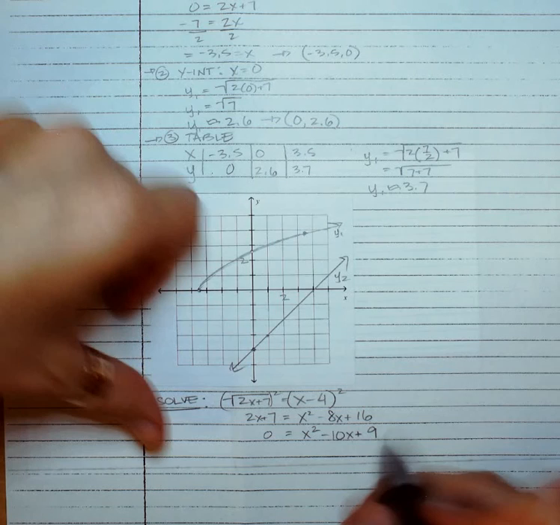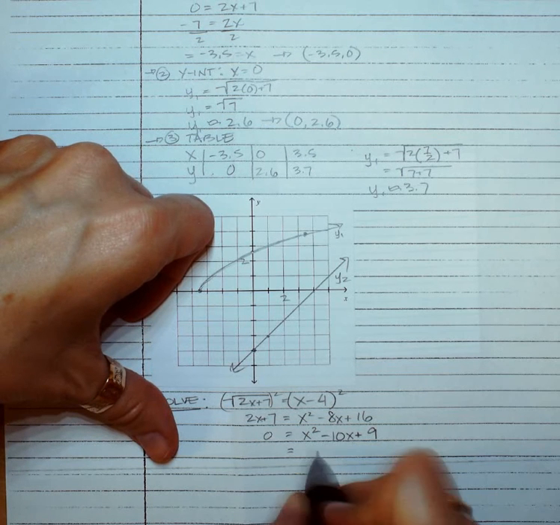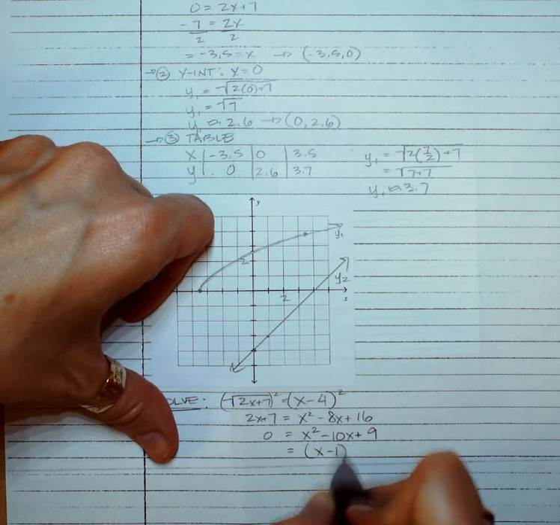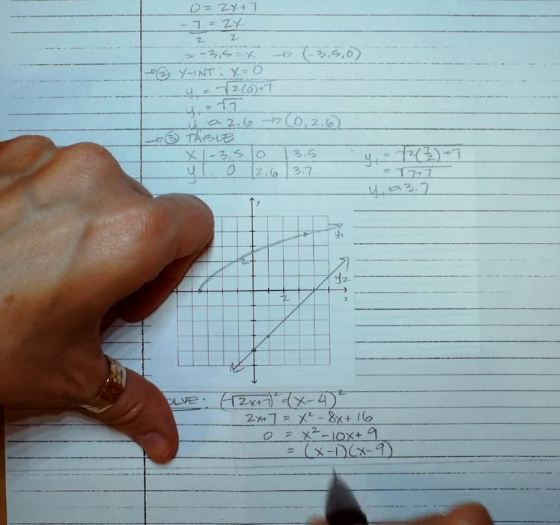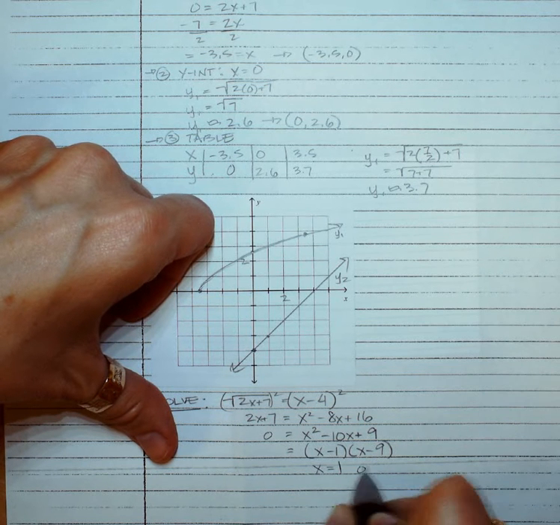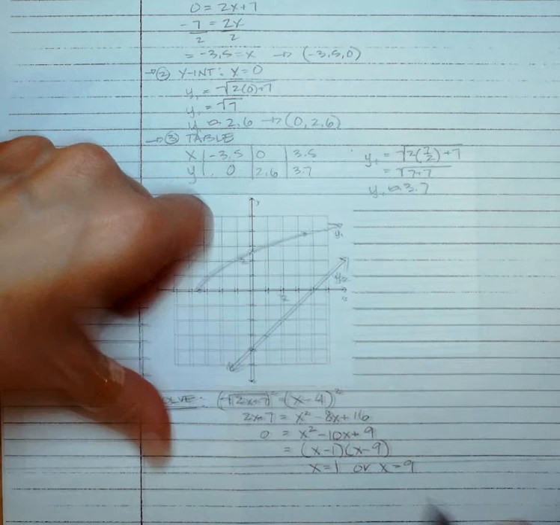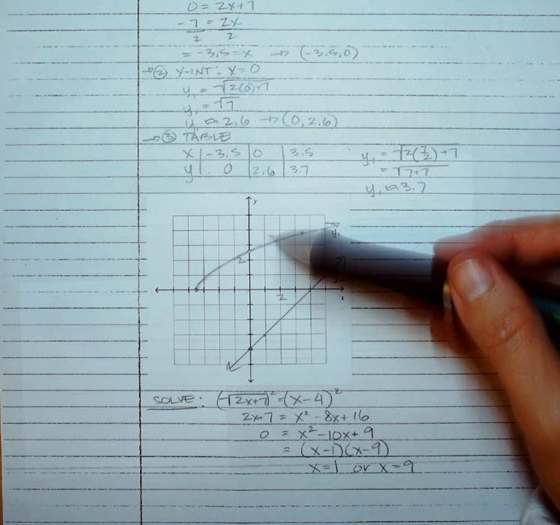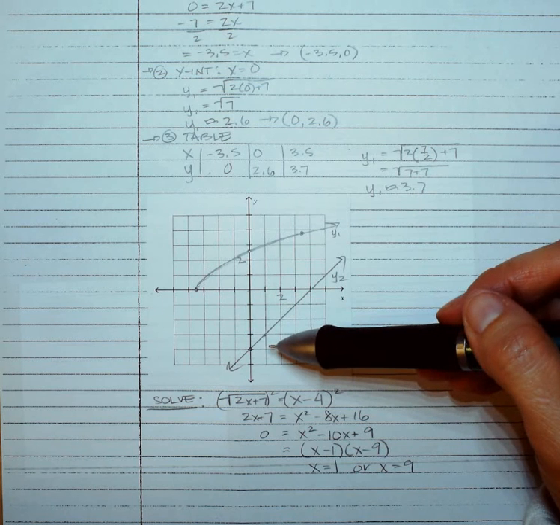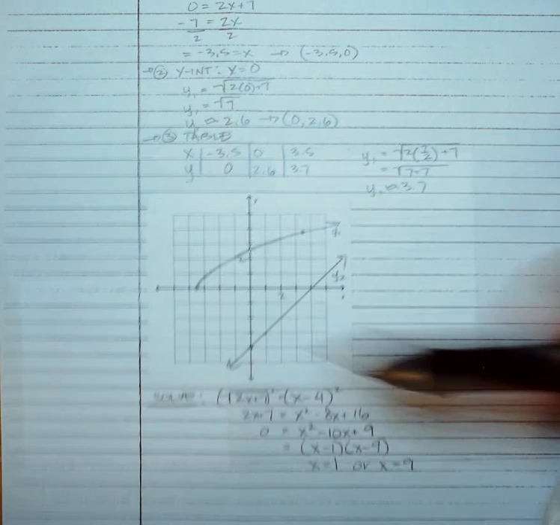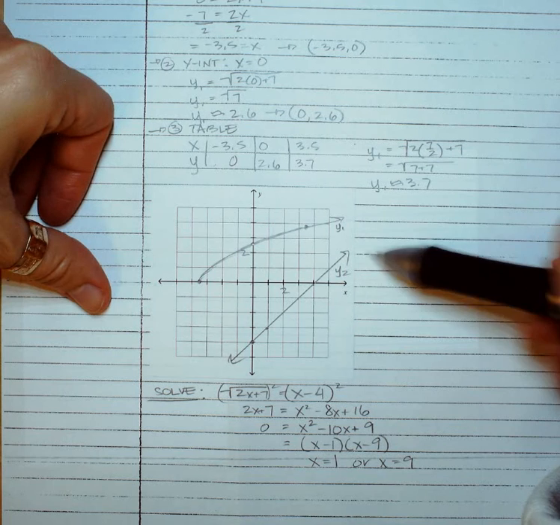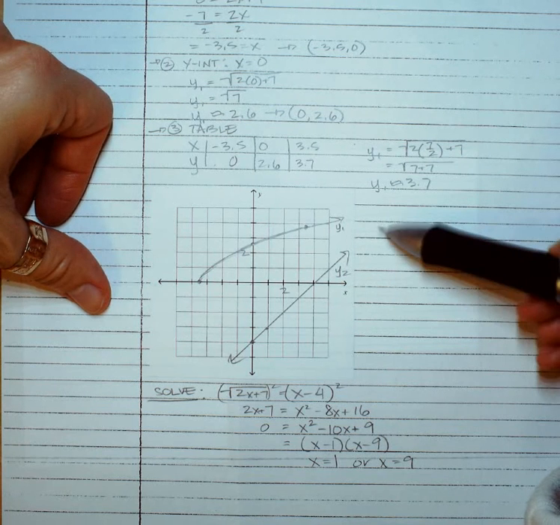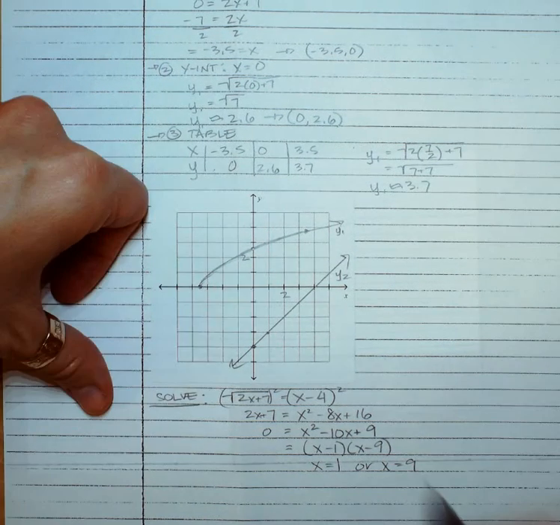Okay, so here it looks like if I have x minus 1 times x minus 9, that will add up to give me the negative 10x, and will multiply to give me the positive 9. So that means x equals 1, or x equals 9. Now, x equals 1, these are not together, so that answer won't really work. X equals 9, I believe that's a possibility because it would be over here somewhere. So let's try them both.